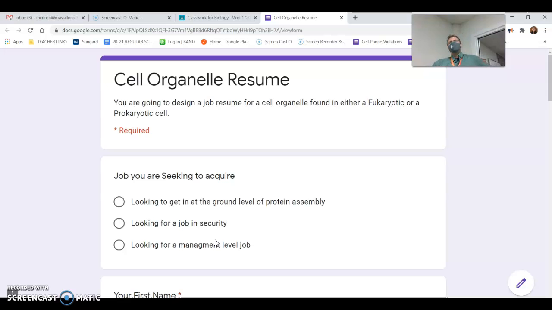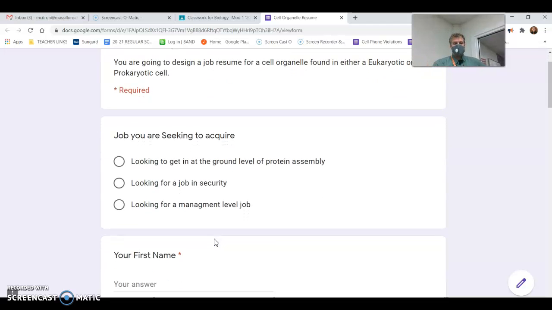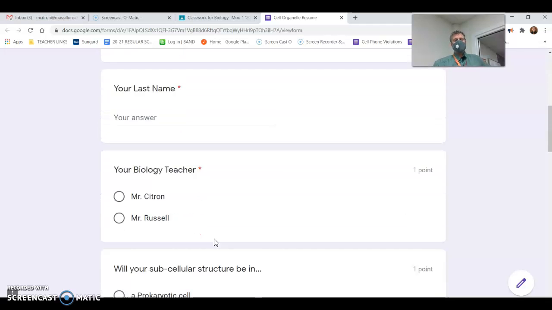All right, maybe you're looking for a job in security. Maybe you're kind of a bouncer style kind of person. Maybe you're thinking cell wall. Maybe you're thinking cell membrane. Maybe you're thinking for a management level job. Maybe you're thinking something like the nucleus. So you pick one of those three because that's kind of the job you're looking to acquire depending on the organelle you have selected. All right, then you're going to go ahead and put in your name and your biology teacher.